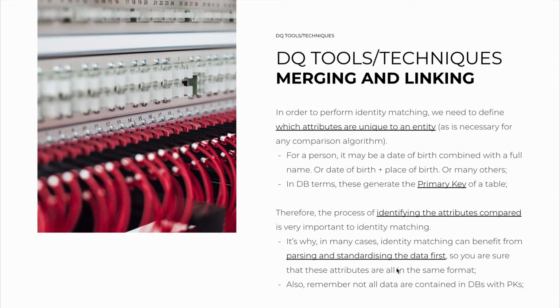And also remember that not all data are contained in databases with primary keys. So if you have primary keys, then you probably already know the unique attributes, but you may also need to merge files, logging audit trails, or others. And in these cases, you don't have primary keys, but you can use the same rationale. What are the attributes that uniquely identify every single record?